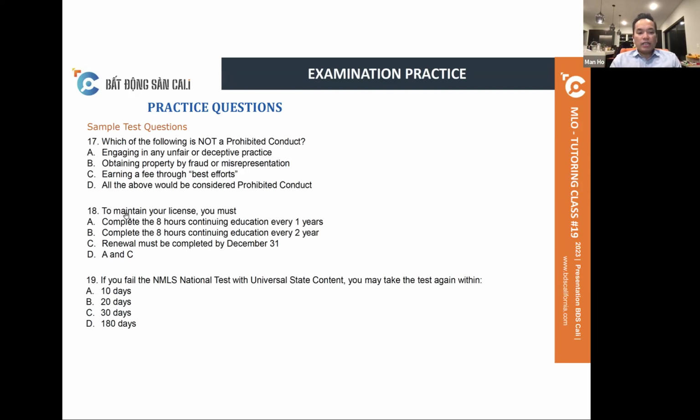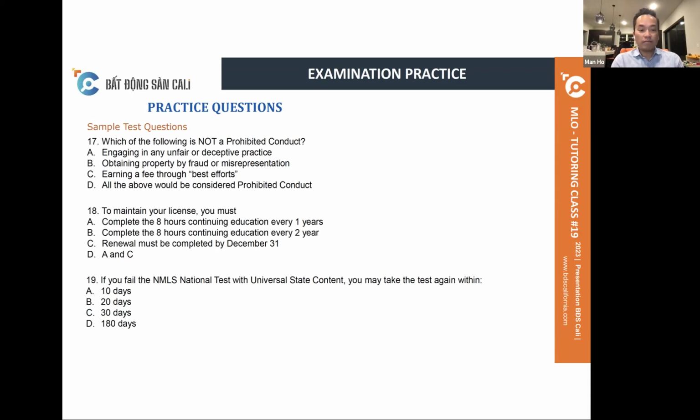Okay, so we find the answer a little bit. Okay, number 18, to maintain your license, you must complete the 8 hours continuing education for every 1 year, every 2 years, renewal must be complete by December 31st. What's your answer? I say, oh, the answer is A, because you have to renew every year, right? Not 2 years, because I just told you, right? You have to renew every year due to the requirement of the NMLS. Because of the 2008, every year you have to renew, and you pick A.